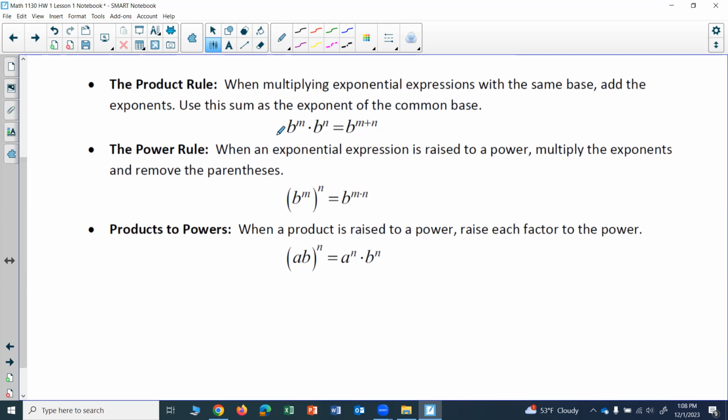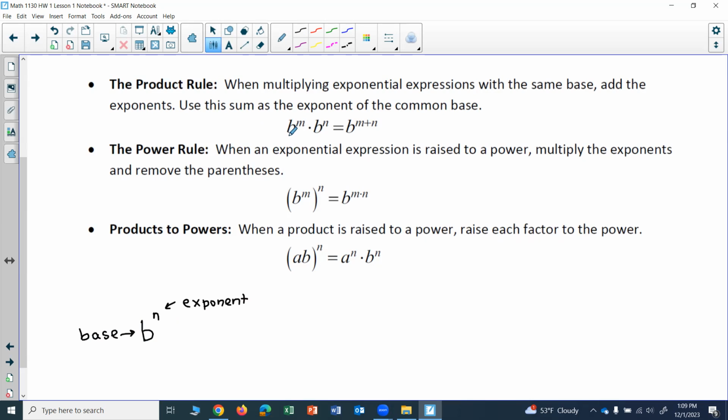Now the base is the part that's being raised to an exponent. So let me write down here, if I had a b and then an n in the superscript is the exponent. And the regular size script is called the base.